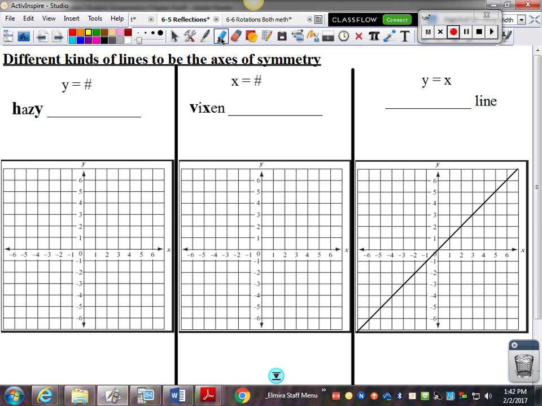Okay, so let's say I have y equaling a number. For example, what if y equaled 3? Well, I've come up with a little mnemonic device to help you remember what y equaling a number means. And it's the word hazy. All the letters in hazy, except for A, stand for something. So Y is Y equaling a number. H helps you remember that it's a horizontal line.